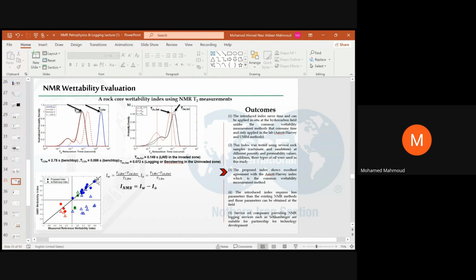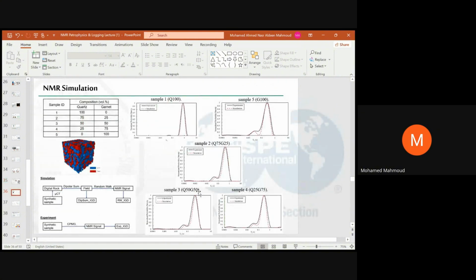And these ones, the circles, fairly match the lab measurement of the wettability index. And this is very quick. The lab ones can take a very long time to measure. With NMR, it takes only a few hours to get this index.